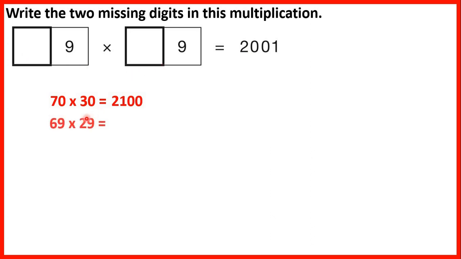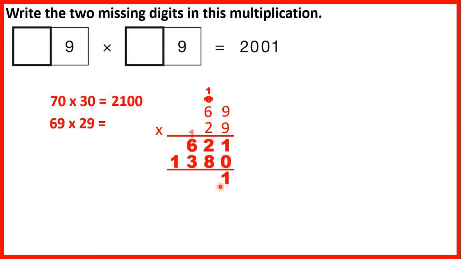So our tens digits could be 6 and 2, because 69 is just a bit less than 70, 29 is just a bit less than 30, and 2001 is just a bit less than 2100. So let's use column multiplication to see if 69 times 29 gives 2001 as its answer. And we can see when we do the multiplication that it does. So our missing digits are 6 and 2, or we could change the order and write 2 here and 6 here.